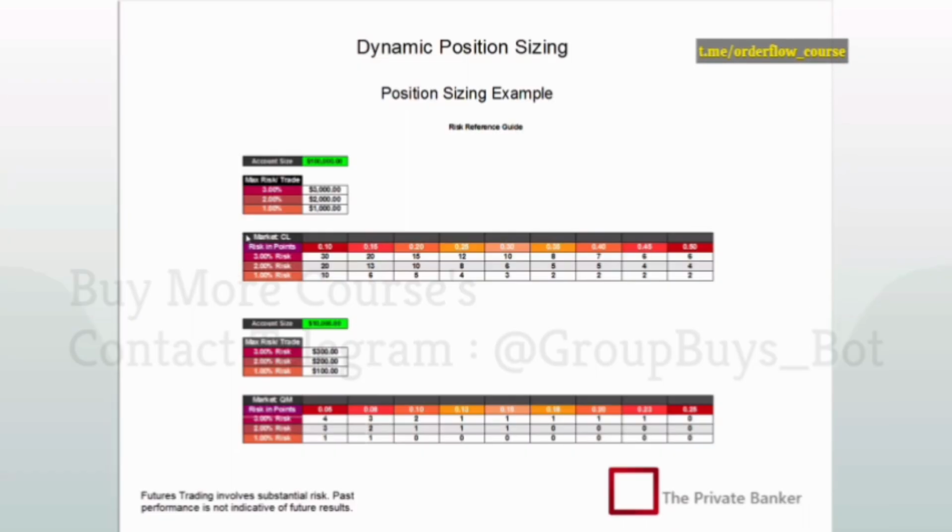So if we look at this table here, we can see that the average is around 30 ticks, and the account size here in this example is 100,000. The top row is the 3% risk, the middle row is 2%, and the bottom row is 1%. So if I only want to risk 2% of my overall NAV, and the trade requires a risk of 30 ticks per contract, I'm going to only take 6 contracts on that trade.